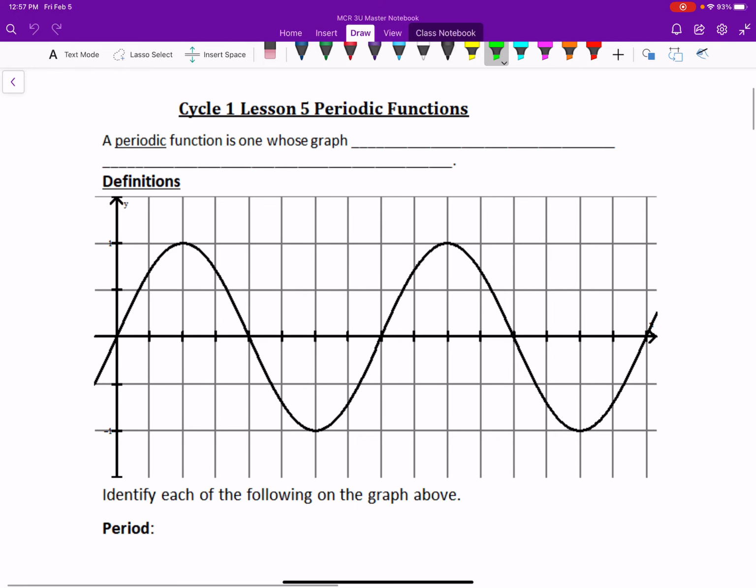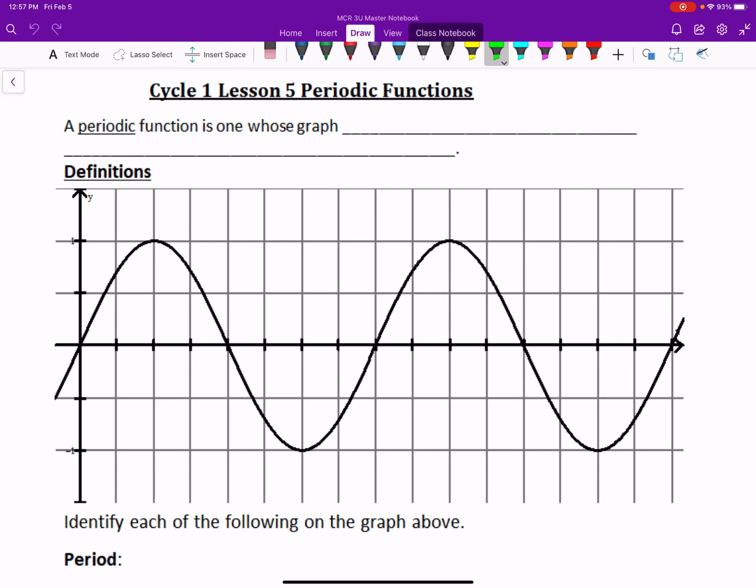In this lesson, Cycle 1, Lesson 5, we're going to introduce another type of function, this time periodic functions. So, at its most basic, a periodic function is one whose graph repeats itself at regular intervals.